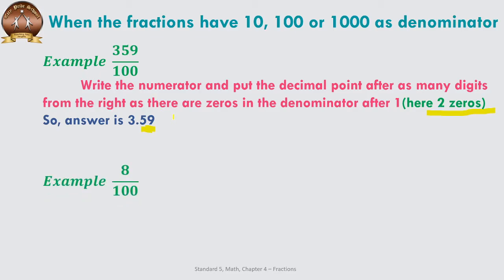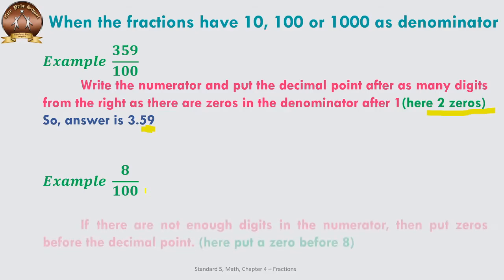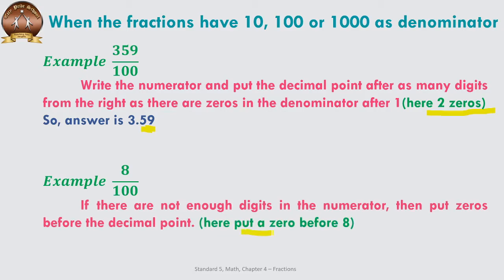Another example that we have is 8 upon 100. 100 has two zeros. So we require two places in the numerator, but there is only one place. So what we are going to do is add a 0 before 8, because if we write 8 or if we write 08, both are same. If there are not enough digits in the numerator, then put zeros before the decimal point. That is, put a 0 before 8. So the answer becomes 0.08. Two places, so two places after the decimal.